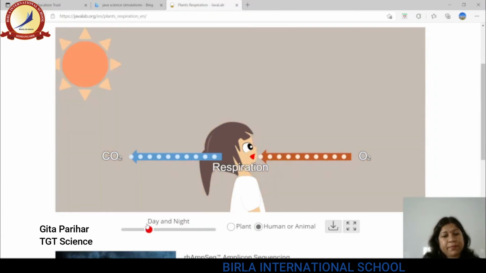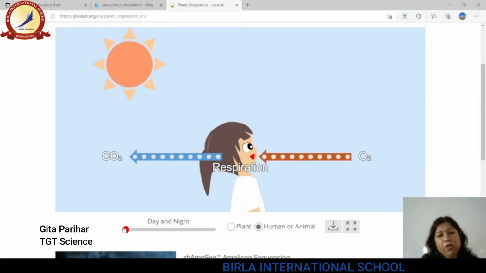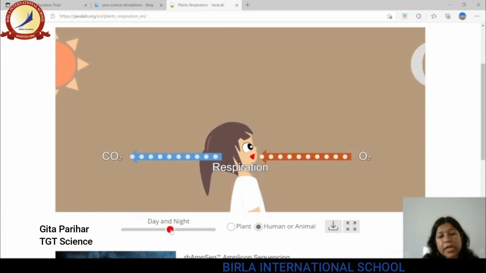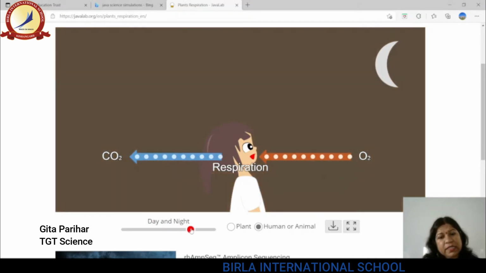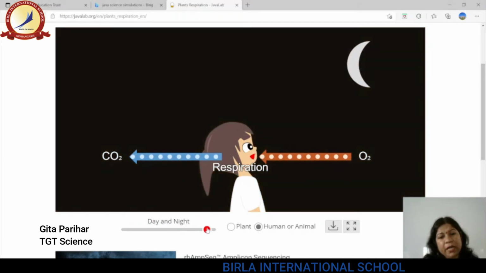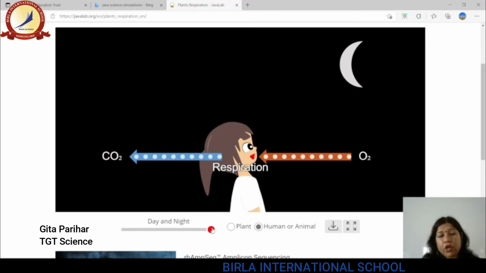Let's check out what human beings or animals do. In the daytime, human beings are doing respiration, they are taking in oxygen, they are giving out carbon dioxide, and as the day progresses, there is no change. So for human beings and all other animals, they perform only respiration. They do not perform photosynthesis. So they take only oxygen from the atmosphere and they release carbon dioxide to the atmosphere.